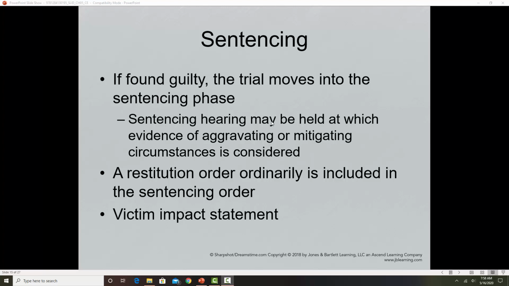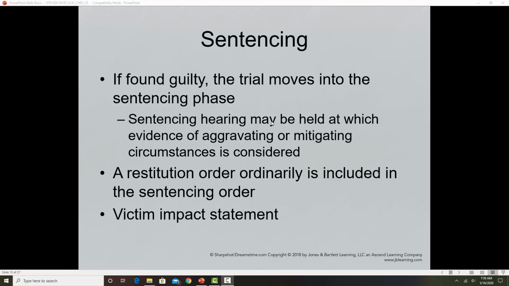You might have the defense attorney bring up that the person had a childhood that included serious abuse and neglect as a mitigating circumstance on why they should not be given the death penalty and instead should be given life in prison. A restitution order can be included in the sentencing order, and that would be restitution to the victims.